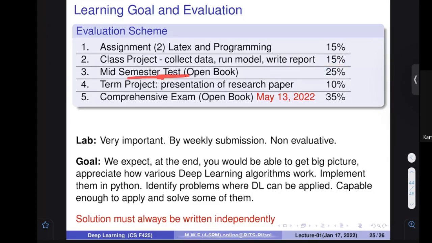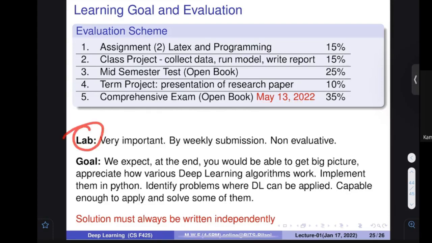We are going to have the mid-semester test of 25%. Term project, that is going to give you the latest information about what is happening in the research domain right now. It is going to be related to paper presentation, a 10% component. Comprehensive examination is going to be 35% weightage. The comprehensive examination, as you know, is scheduled on May 13.